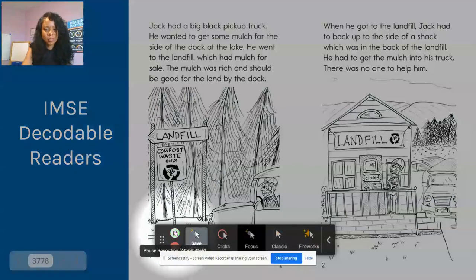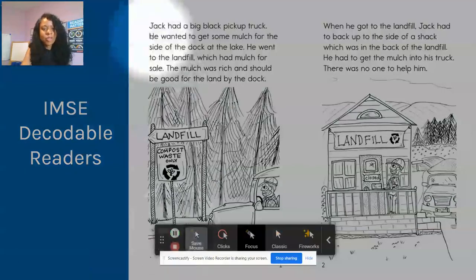Let's get started. All right, so did you notice I have a magnifying glass on the words? Because I want you guys to follow along on the screen, okay? So we have: Jack had a big black pickup truck. He wanted to get some mulch for the side of the dock at the lake. He went to the landfill, which had mulch for sale.